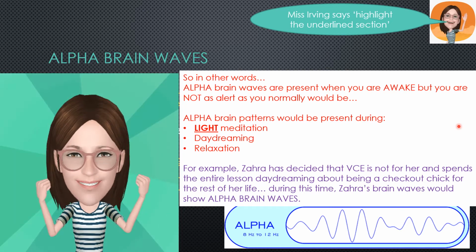So in other words, alpha brainwaves are present when you're awake, but you are not as alert as you normally would be. Alpha brainwave patterns would be present during light meditation, make sure you get that right, daydreaming and relaxation.